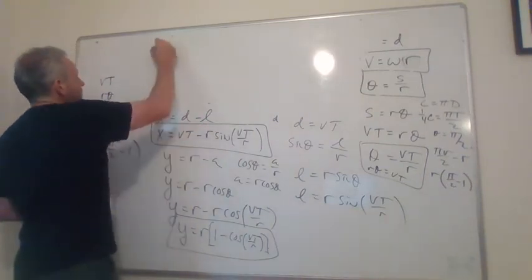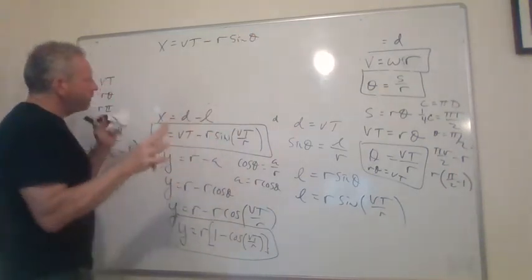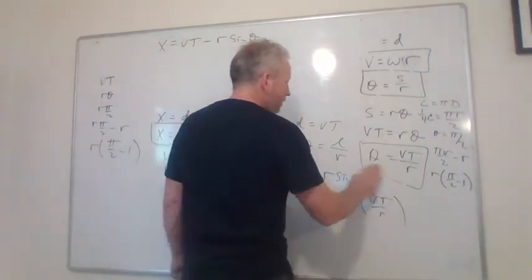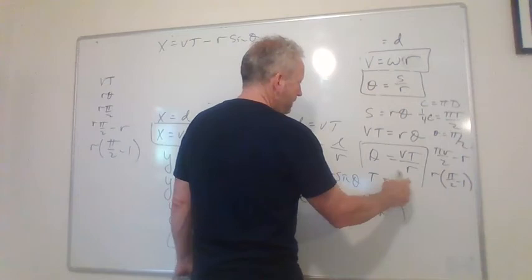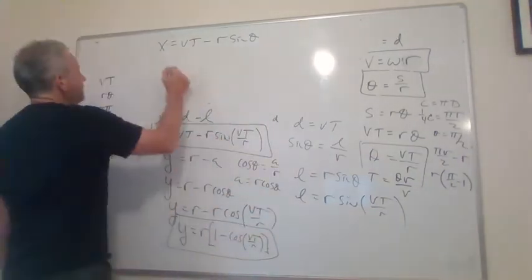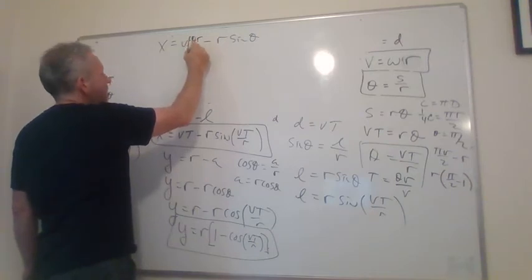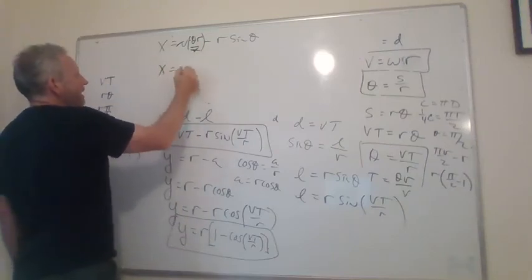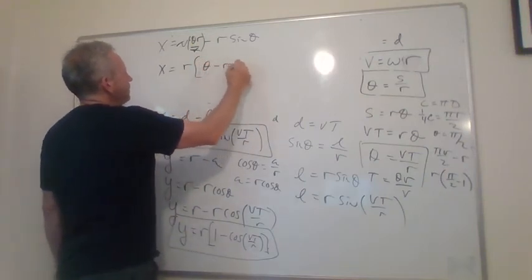So from this one right here, we would get x equals vt minus r sine theta. But wait a second, we want to change parameters. So what is theta in terms of t? Or what is t in terms of theta? Look at this equation right here. Let's solve for t. t is equal to, multiply by r divided by v, and we'll get theta r divided by v. So I'm going to replace a t with that, theta r divided by v, and hey, that's kind of nice. Look, the v's cancel each other out. We can factor the r out, and we get x equals r times theta minus r sine theta.